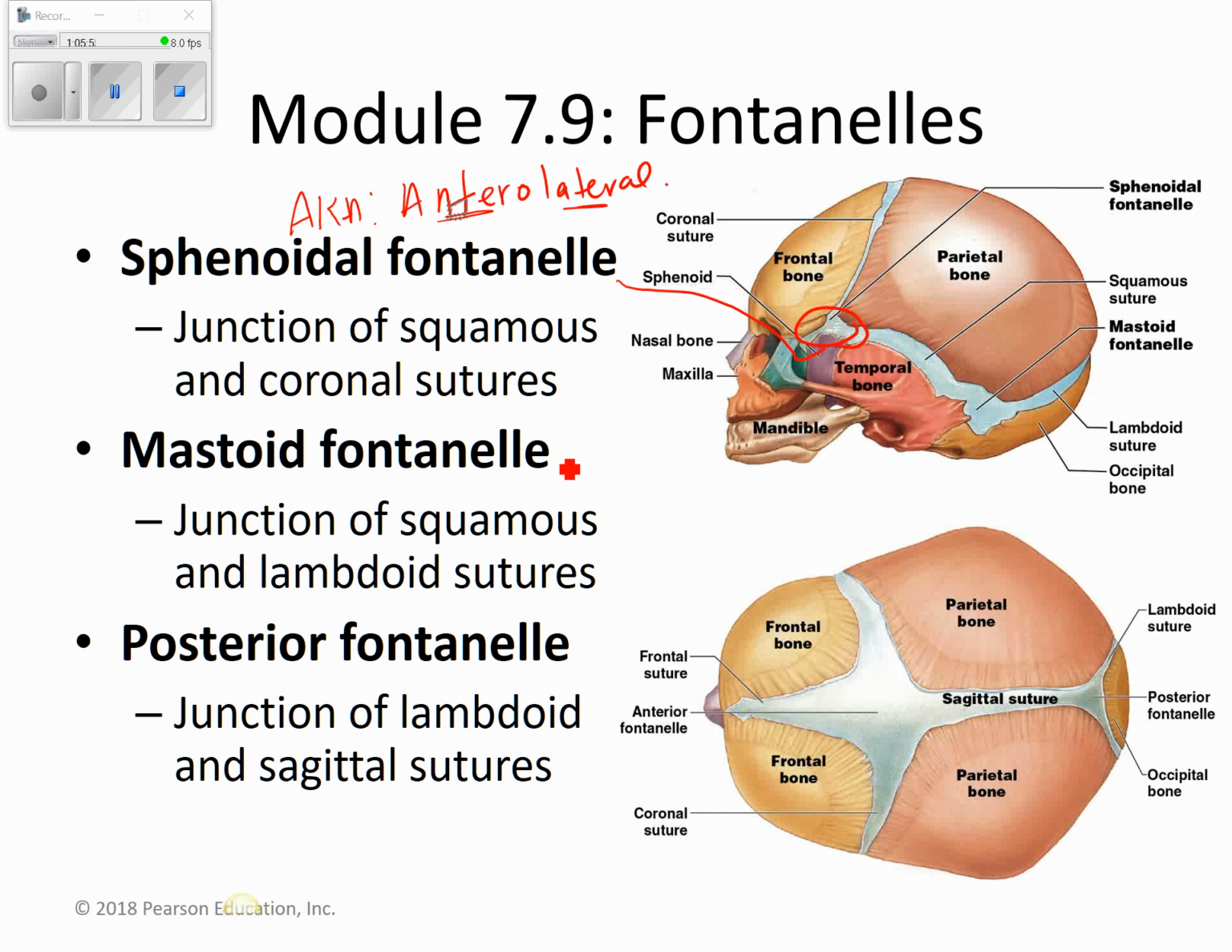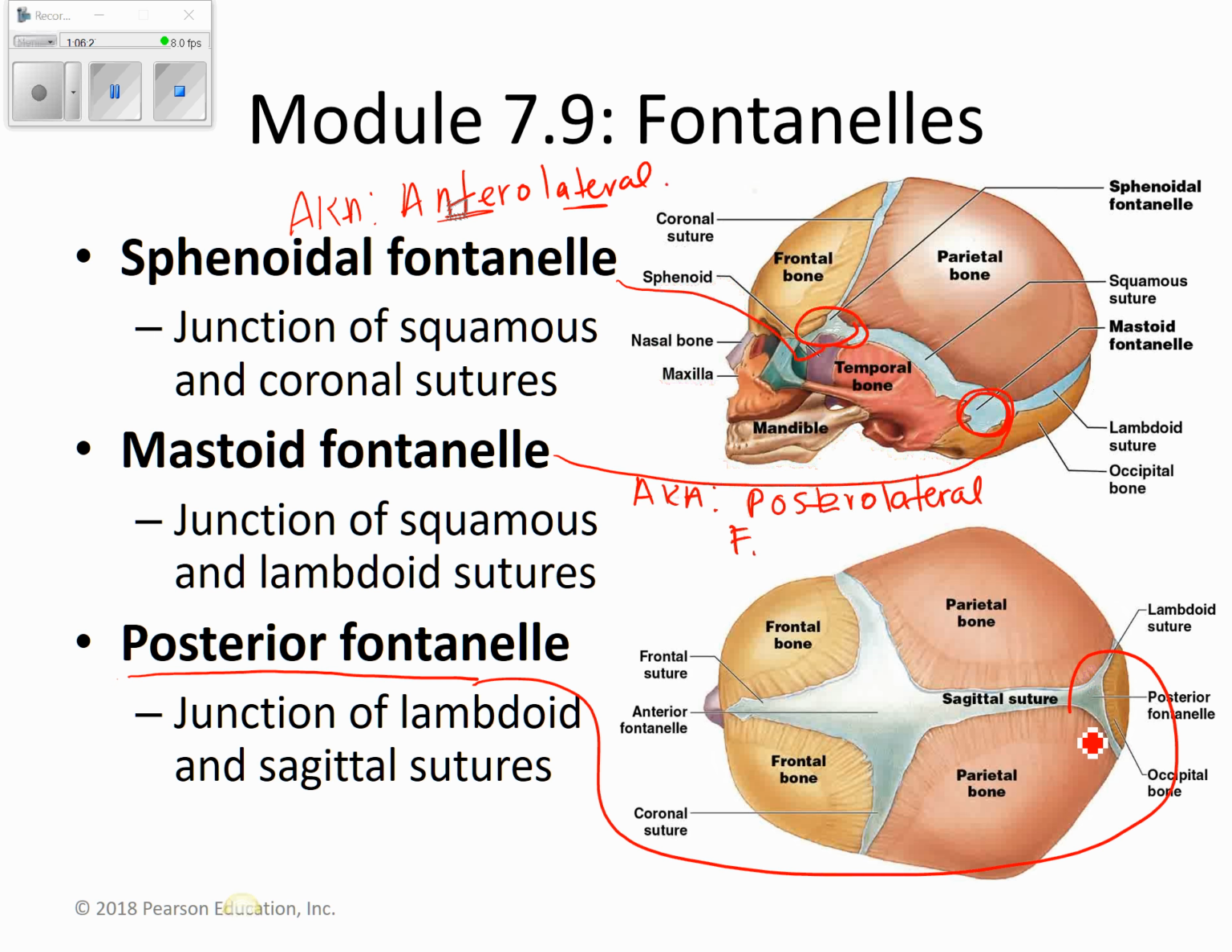Your mastoid fontanelle, of course, is going to be located here. It also has another name according to its location, and it's also known as your posterolateral fontanelle. So it's a junction of the squamous and lambdoid sutures. And then you also have your posterior fontanelle, which is back here in the back. That's the junction of the lambdoid and the sagittal sutures.